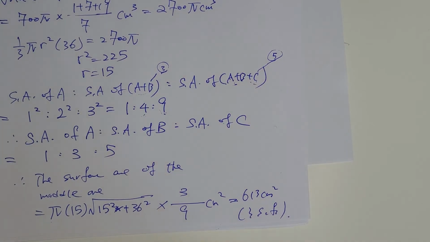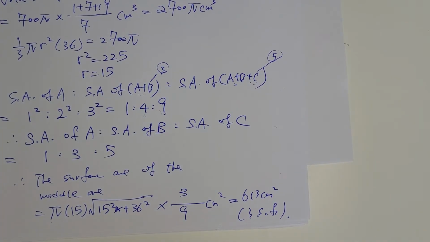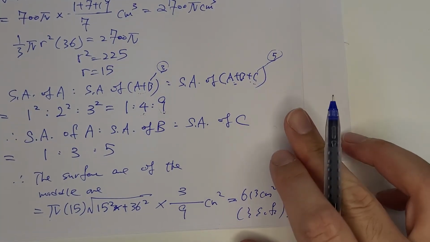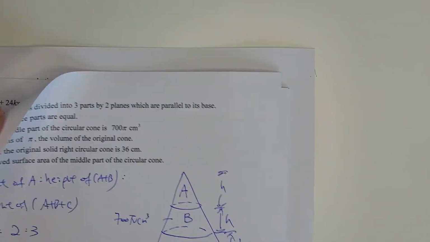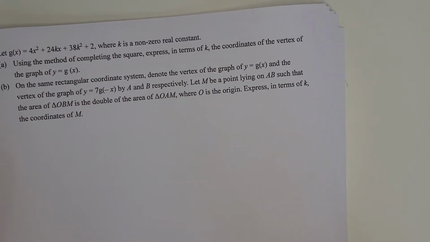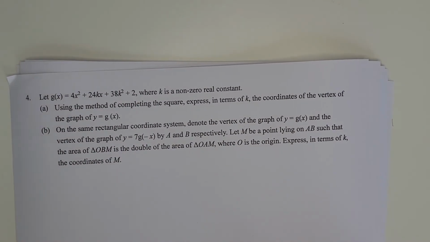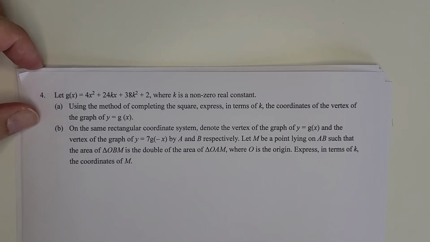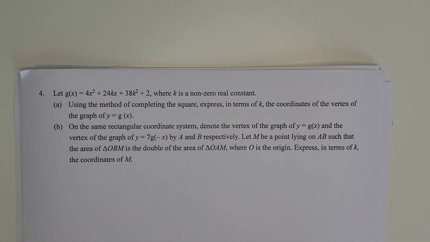And that's the end of question number 3. Now go to question number 4. For question number 4, that is the concept about completing the square and the transformation of the coordinates.